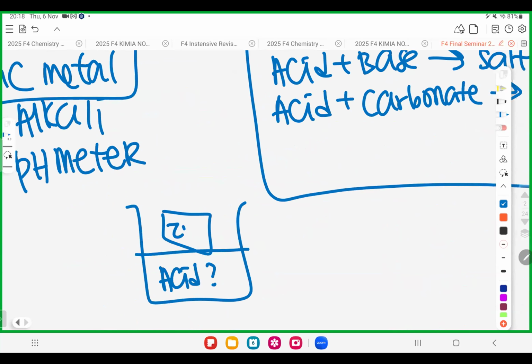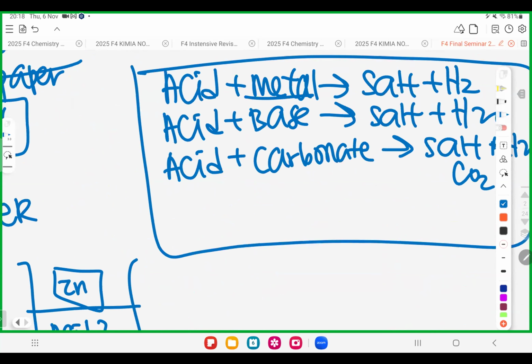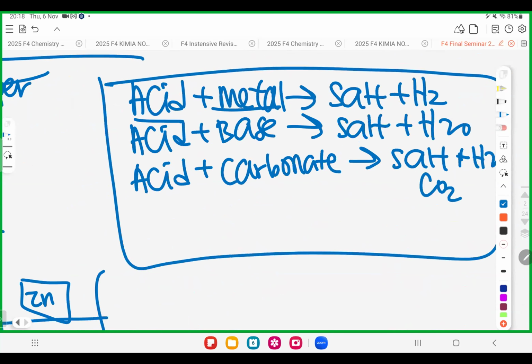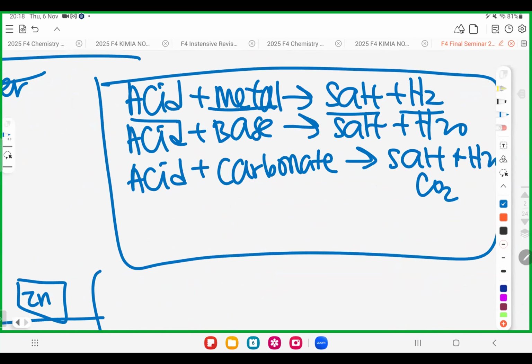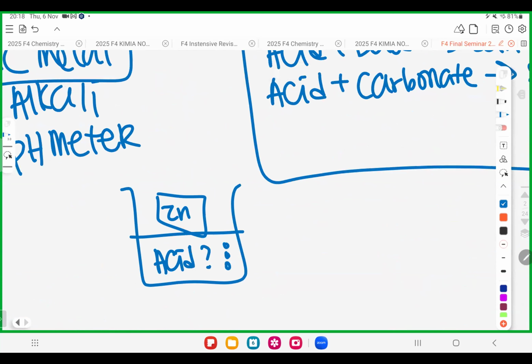So how do I prove that it is an acid? Zinc is a metal, and when you put it in acid, they will produce salt and hydrogen. Hydrogen is a gas, so you will see bubbles. So make sense now. You put the zinc, you see bubbles, so it is an acid. Why? Because zinc is a metal, and metal reacts with acid to produce salt and hydrogen. When you produce hydrogen, you see bubbles.